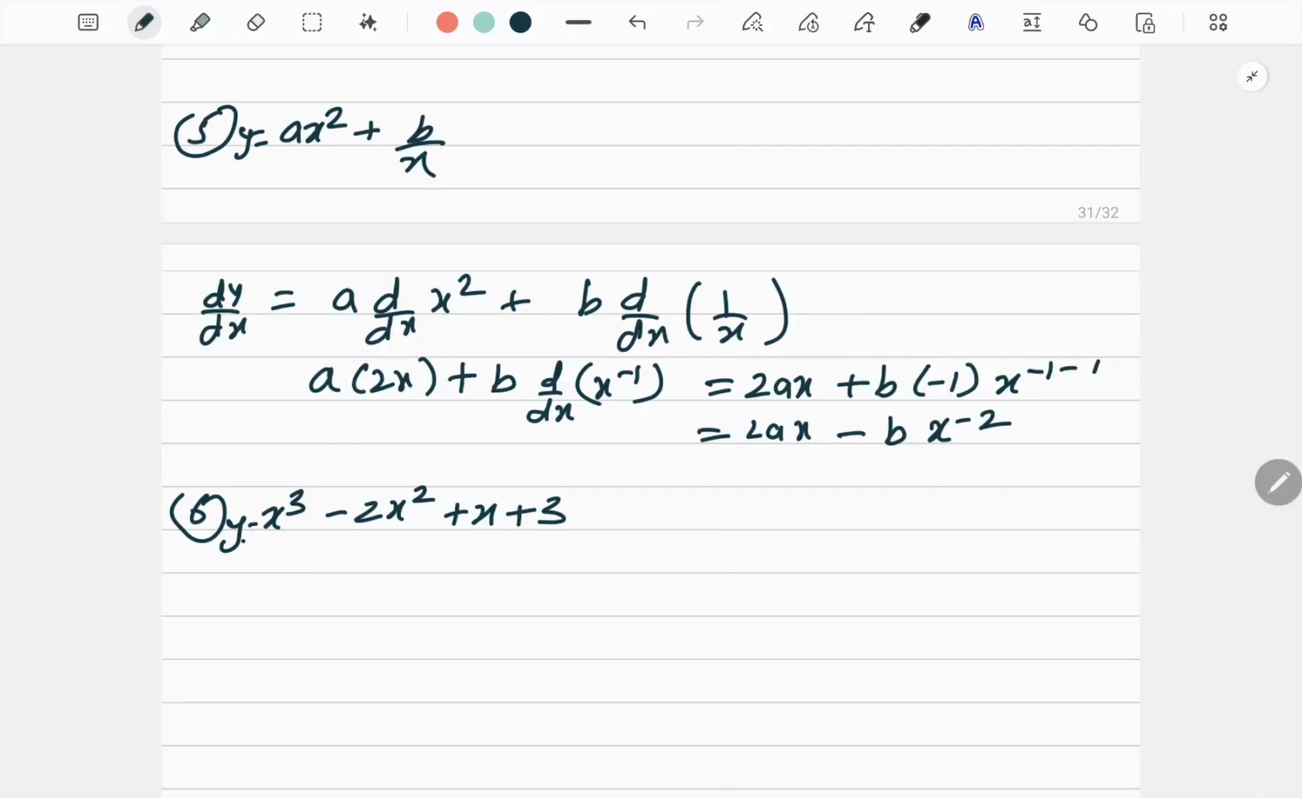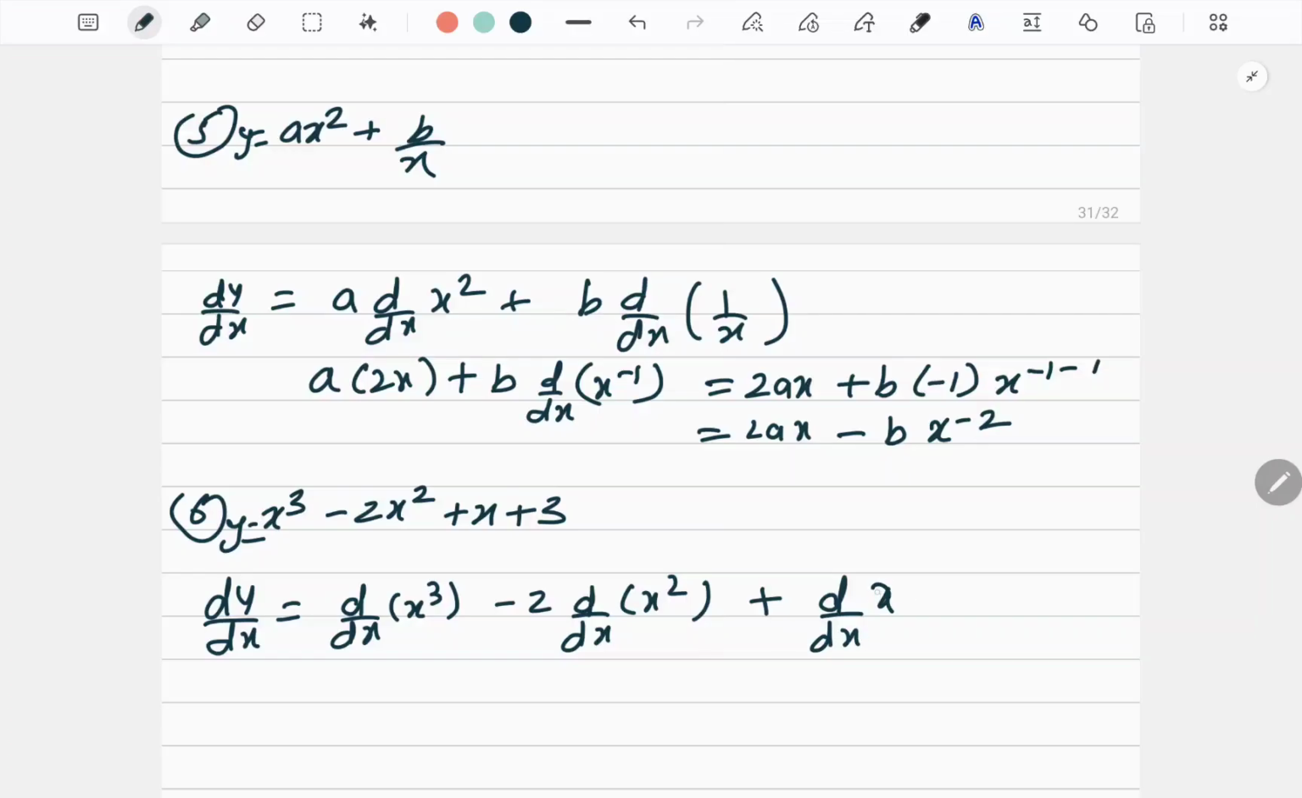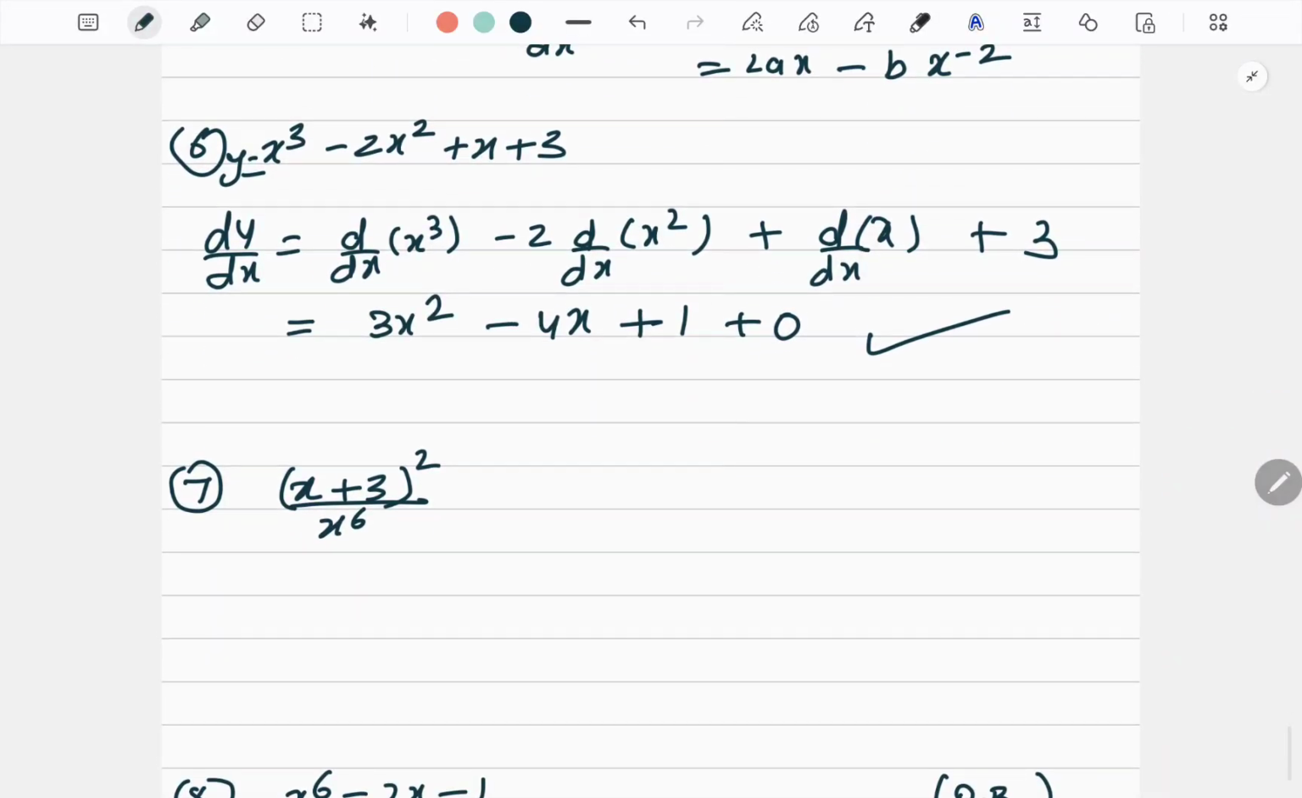In the exam you should always write dy/dx is equal to, and apply the linear property like this. dy/dx is equal to d/dx of x³ minus 2 d/dx of x² plus d/dx of x plus 3. So this will be equal to 3x² minus 4x plus 1 plus 0. So that is the answer. Now look at this question.